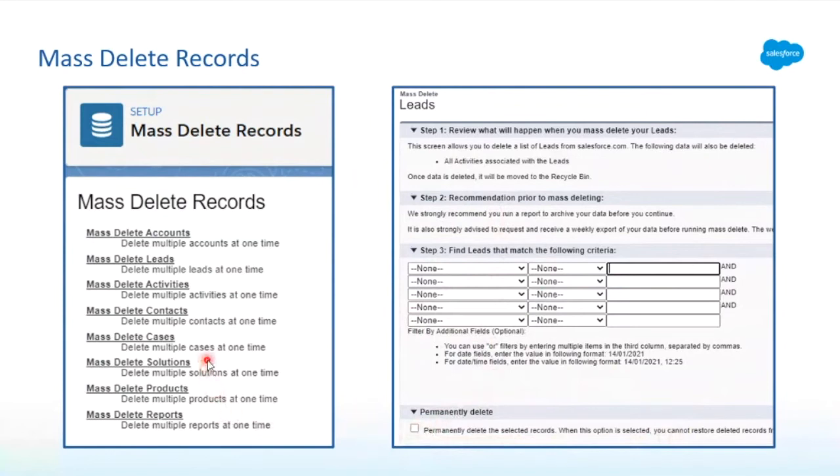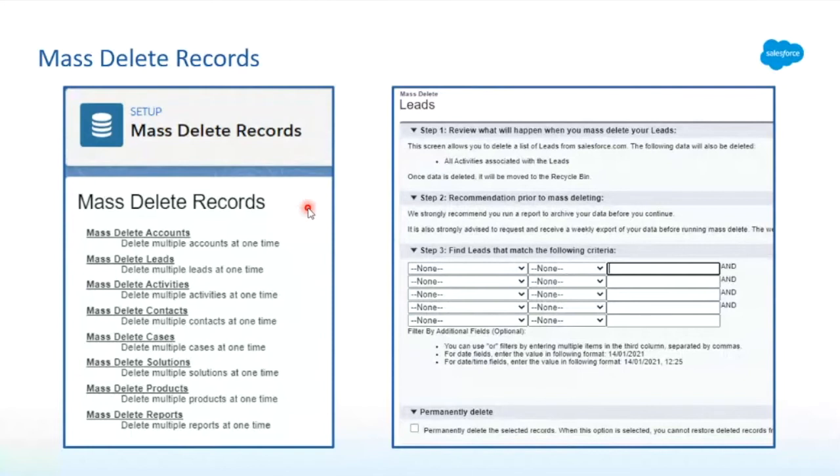But again, mass delete record is only available for these specific standard objects like account, lead, activity, contact, case, solution, product, reports. But for any object apart from this, or any custom object, you need to go to data loader. So for data loader, you need to use the application to delete. There you need to first export the data, get the IDs of those records, and then use the delete option and pass those record IDs into the data loader, and then it will delete those records.